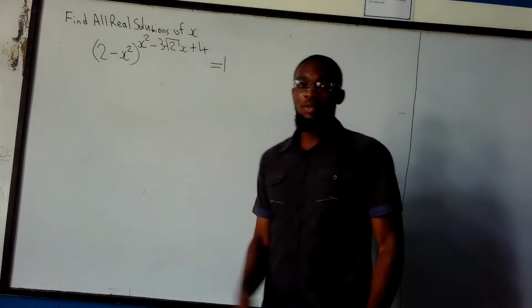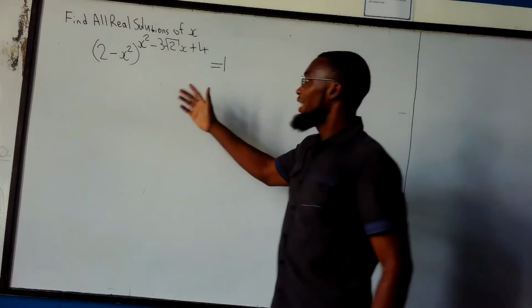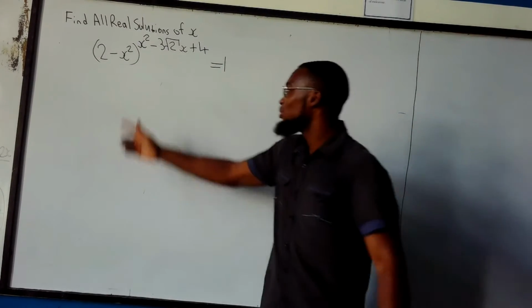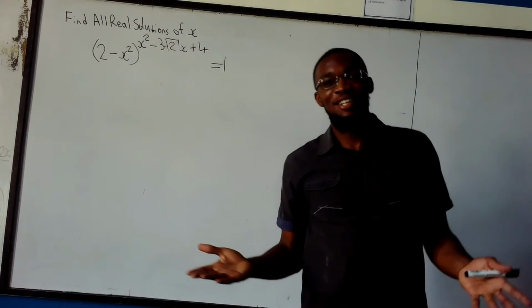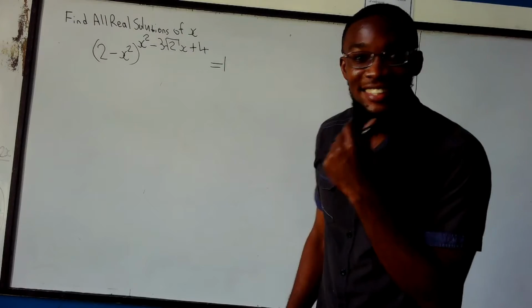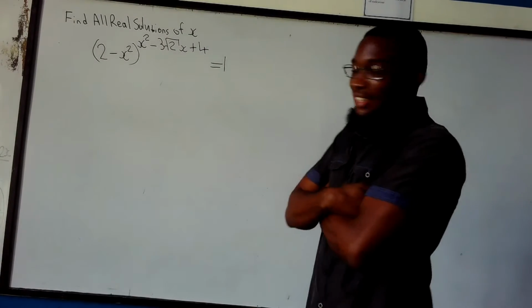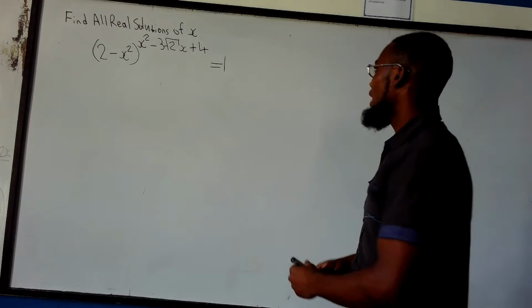Alright, so this question says find all the real solutions in this equation. It gives you (2 minus x squared) raised to some power is equal to 1. Now you probably said, that looks hard, doesn't it? What are we going to do with this question? Let's analyze. Now what do we know about any number?